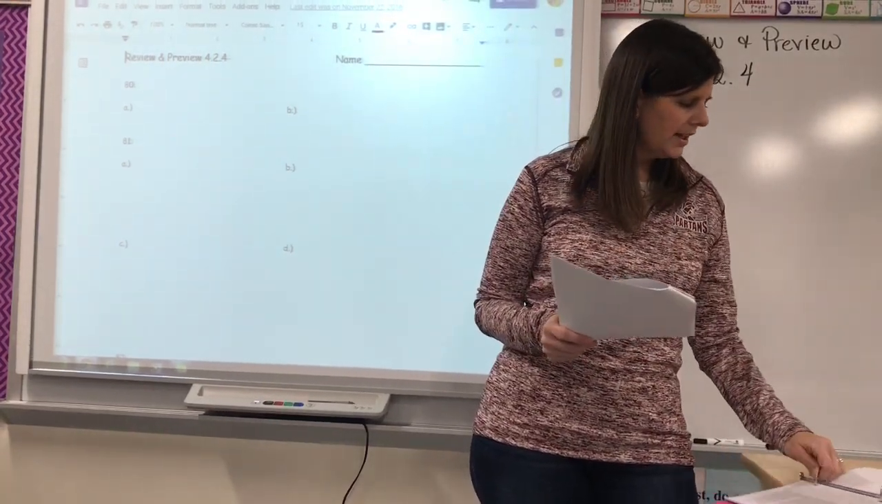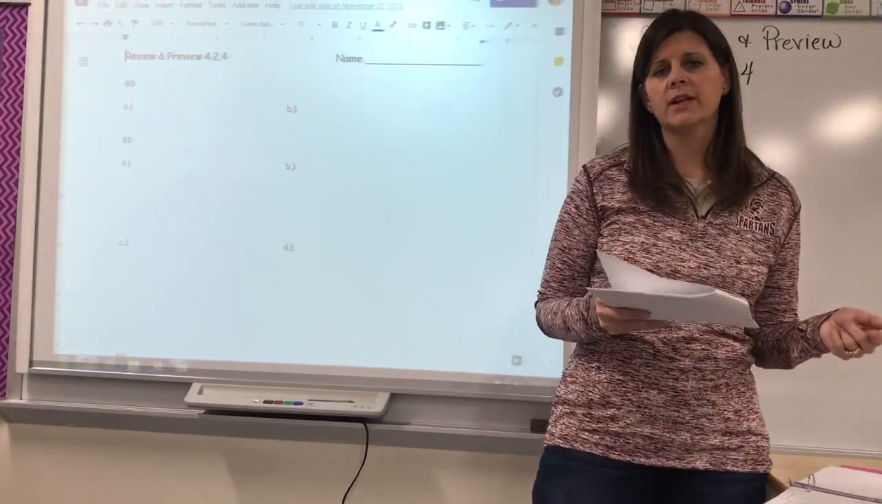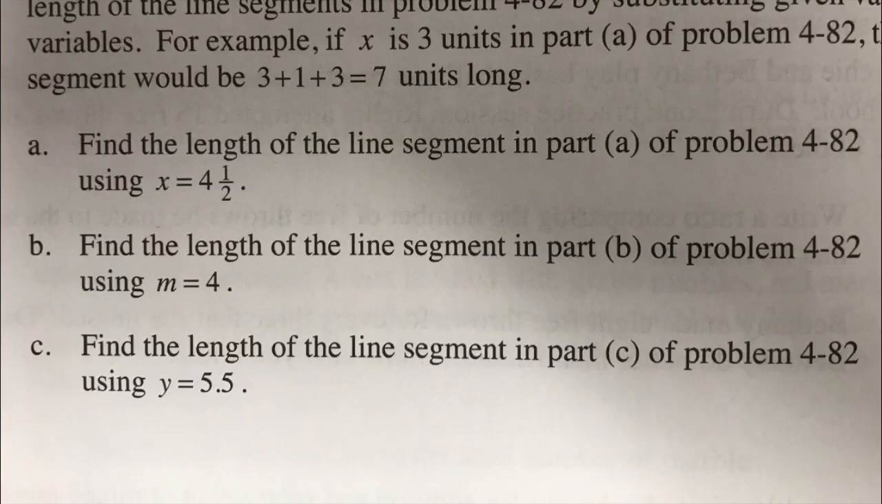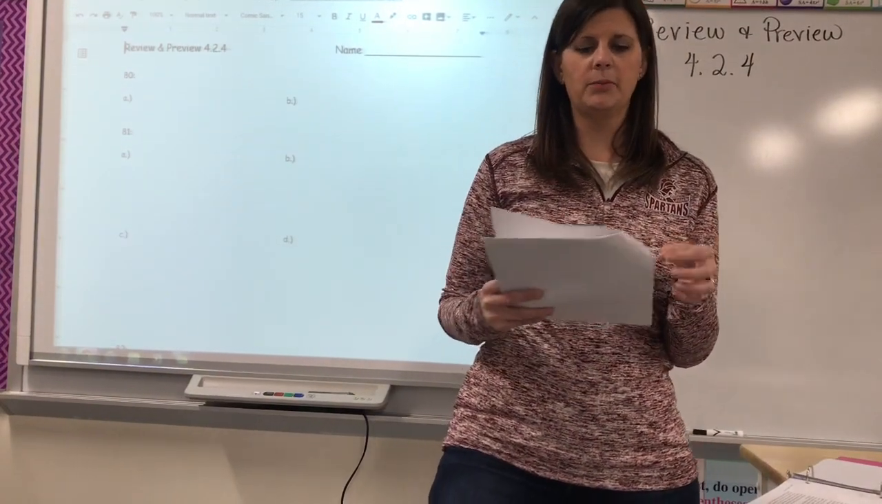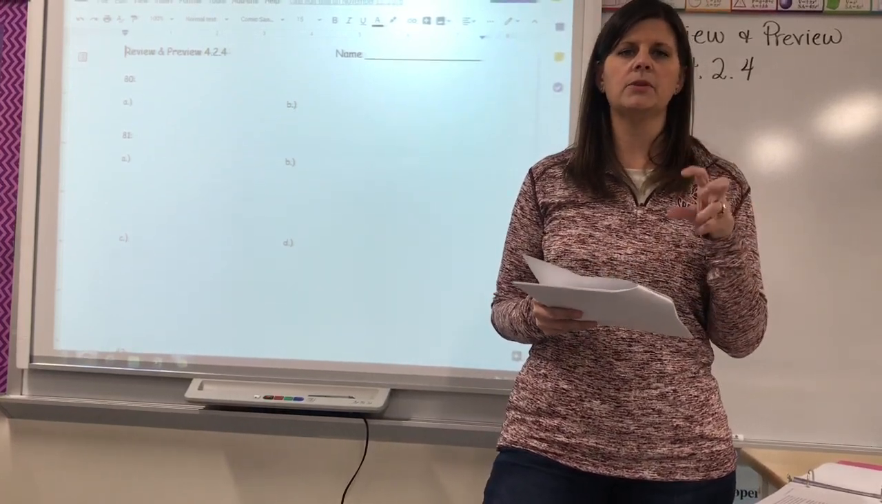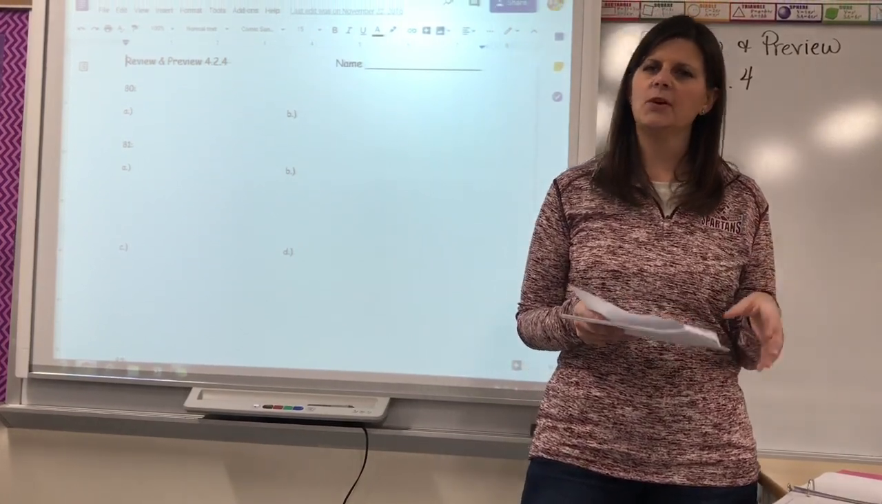For question 83, we're referring back to those diagrams that you saw in 82, and now they're going to tell you what x equals for part A. They're going to tell you what m equals for part B, and then for part C they tell you what y equals. So basically you're going to evaluate those expressions that you came up with for question 82 by substituting the value of those variables into those expressions and following order of operations to come up with the value.